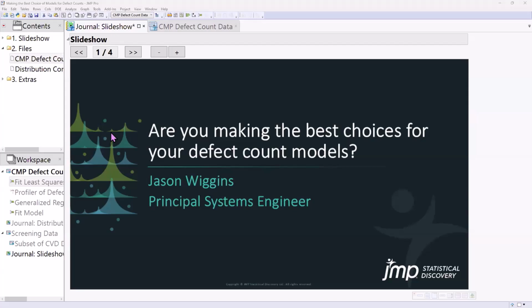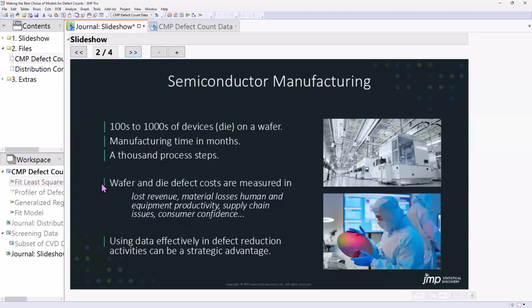In our session today, I'll explore some useful approaches to modeling defect count data. Semiconductor processes are time-consuming and costly. Defects can have negative impacts on production processes and profitability. They can also negatively affect a company's reputation if those defects escape inspection and find their way into devices. So learning to leverage defect count data effectively can have some pretty big upside advantages.